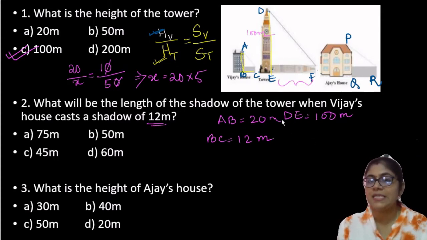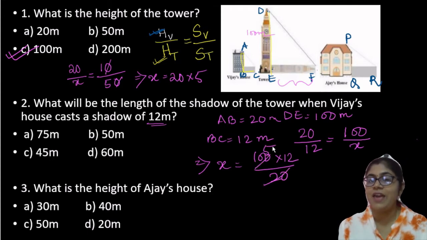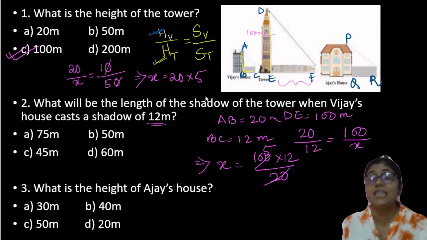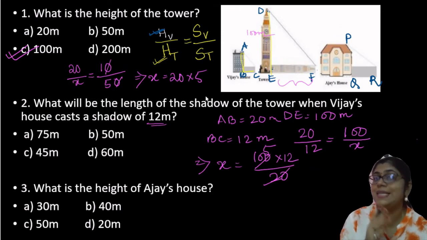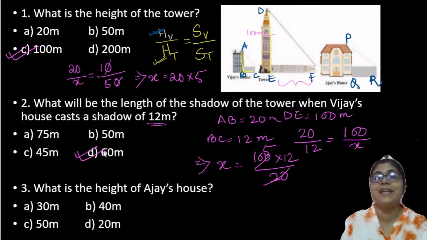So AB by BC is equal to DE by EF. So 20 by 12 is equal to 100 by X. This implies that X is equal to 100 into 12 by 20. So this is 5. So X is equal to 60 meter. So whenever the length of the shadow of Vijay's house is 12 meter, at the exact time the shadow of tower will be 60 meter. So our option D is the right answer here.